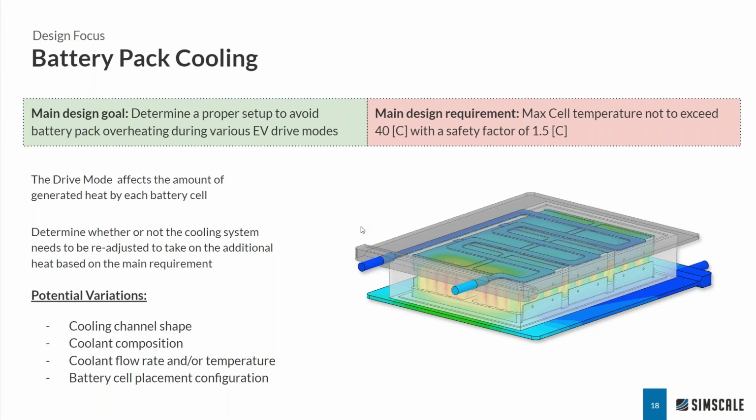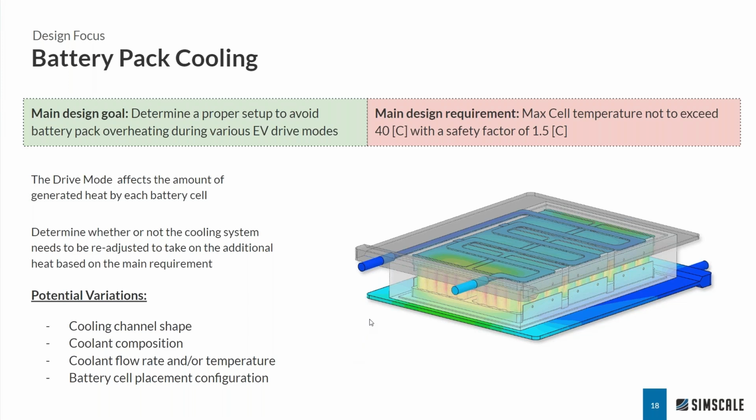The ways to tackle that would be to change the cooling channel that we have on top of the cooling plate, or change the liquid that runs through the cooling channels, change the composition of the liquid, or change the flow rate, so pumping more or less liquid, also taking into account the pressure drop happening. Another design variation we can do is changing the placement of the battery cells, like adding more spacing between the batteries, or changing the configuration in general. So these are only some of the potential variations.